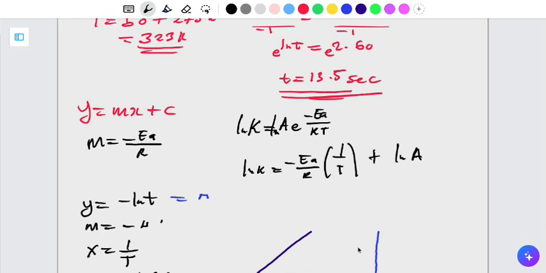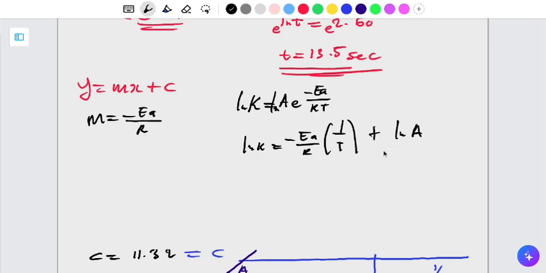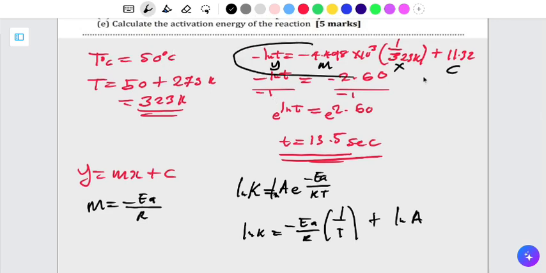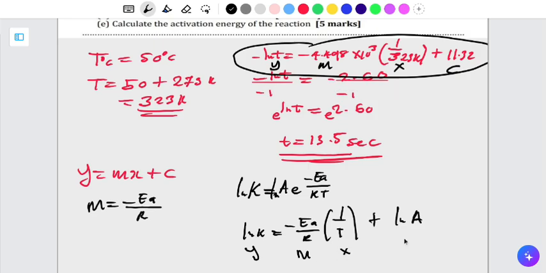Deriving this equation, they're not going to ask you to derive this equation. I just want to show you what is happening here. So this one here is similar to what we have here. The entire thing here is the same thing that we have here. So this is y, this is the gradient, this is the value of x, and this is the y-intercept that we have. So that is one thing that you need to know.